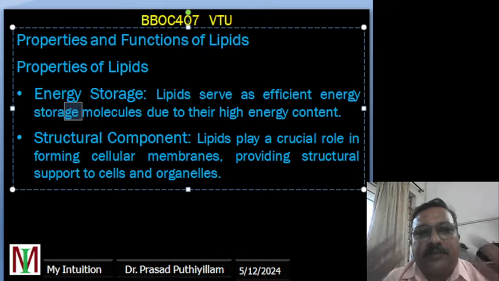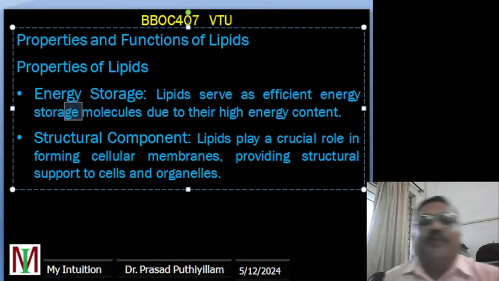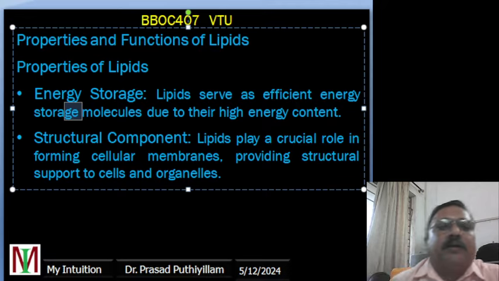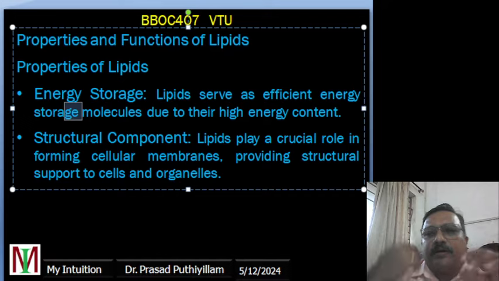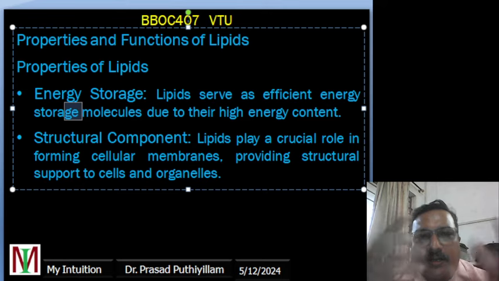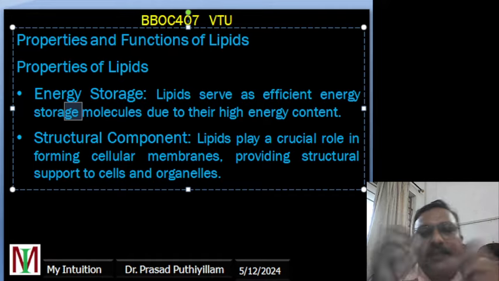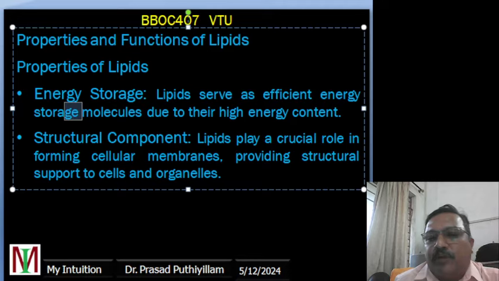So that is the energy stored in the lipid, and lipids are used as the energy source when there is no carbohydrate. It means the fat content in our body will be used up whenever carbohydrate supply is not there. Also, because it is hydrophobic in nature, the lipid will not mix with water, and there is no water content present, only carbon and hydrogen. Therefore it is very compact in nature, and it can give more energy compared to other biomolecules.